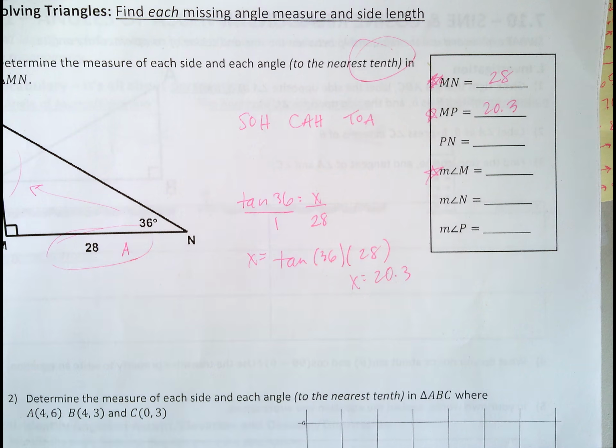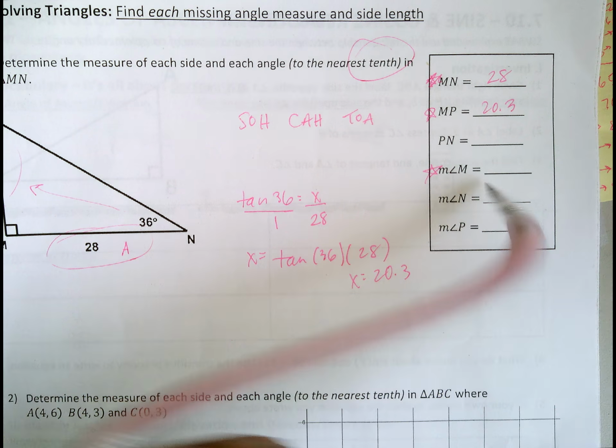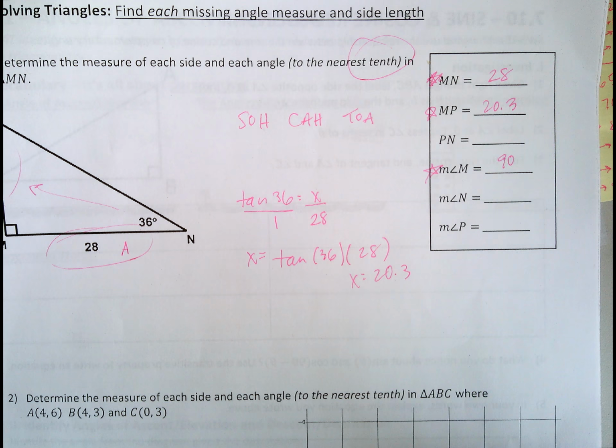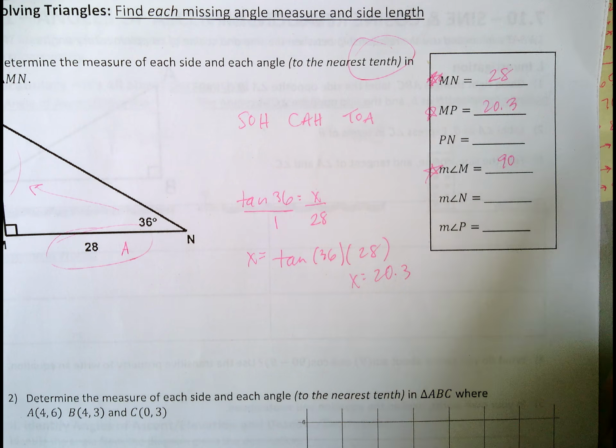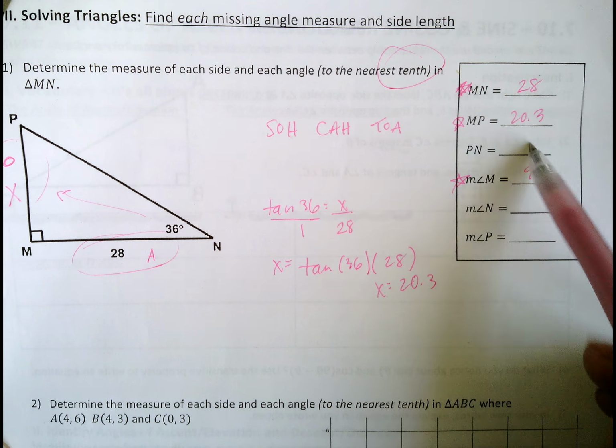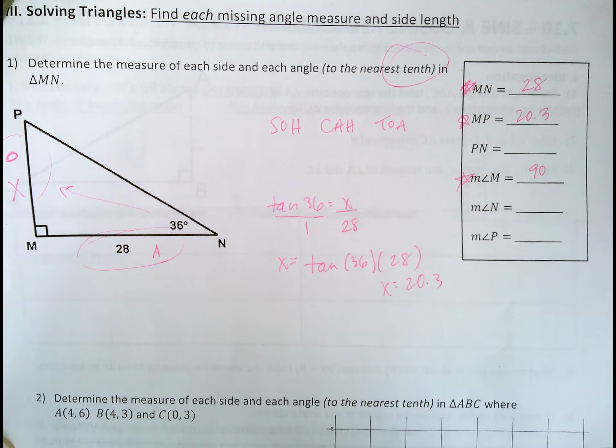Now let's go ahead and find angle M. So angle M is 90 degrees. That was an easy one. Let's try to find angle N. Angle N is 36 degrees. So go ahead and try to find angle P on your own and try to find all this other information. Do the second one as well, okay?